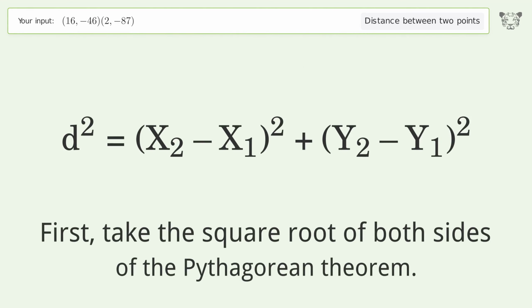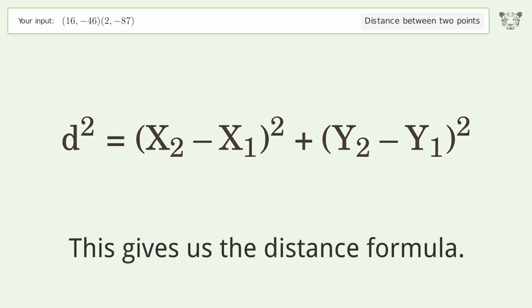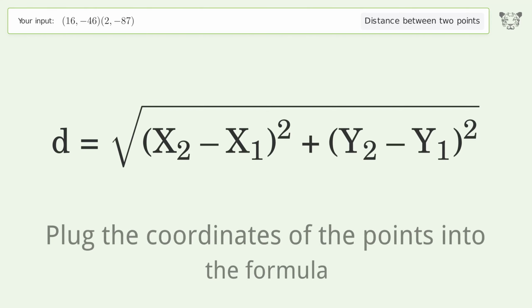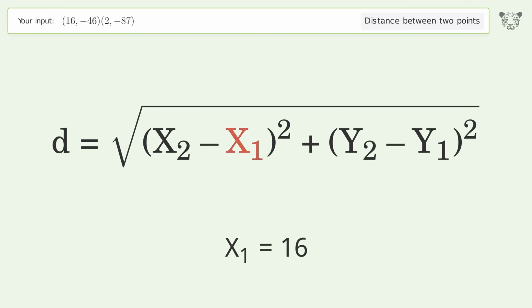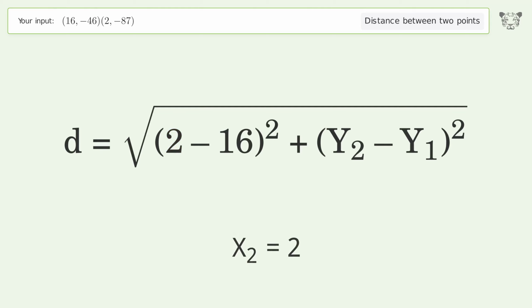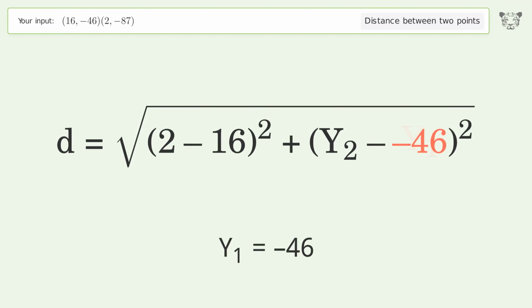First, take the square root of both sides of the Pythagorean theorem. This gives us the distance formula. Plug the coordinates of the points into the formula. x1 equals 16. x2 equals 2. y1 equals negative 46. y2 equals negative 87.